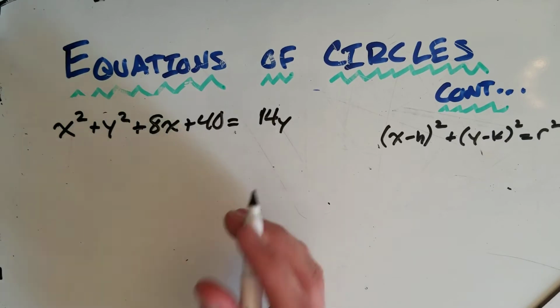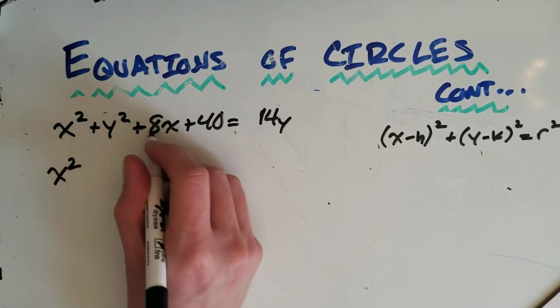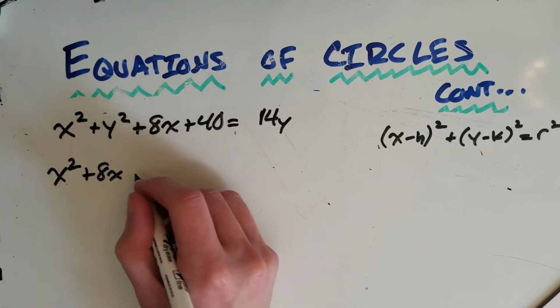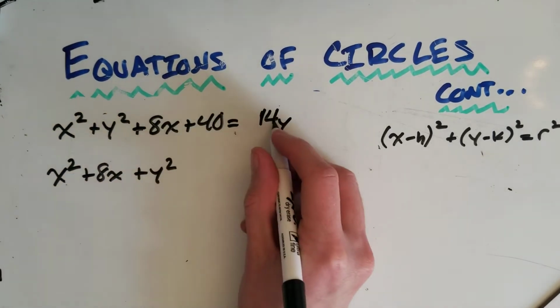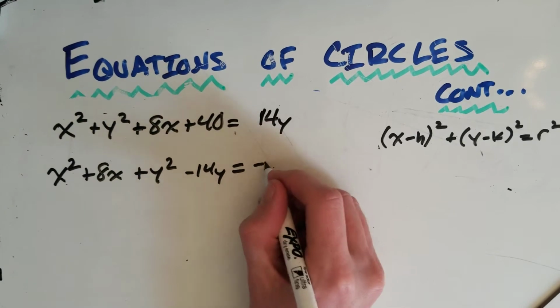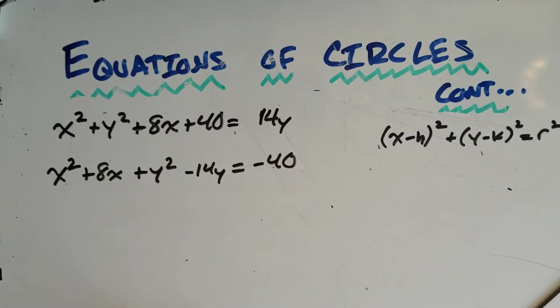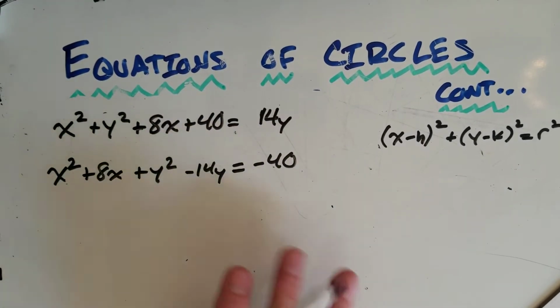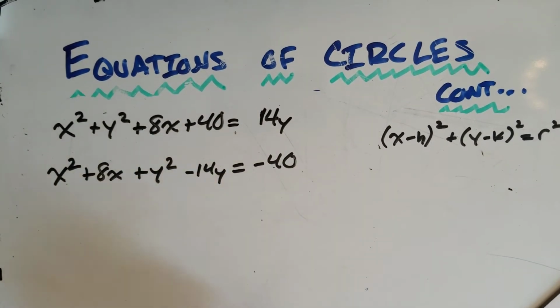So to convert, what I'm going to do is I'm going to say x squared, I'm going to bring the 8x and put it right next to it, plus y squared, I'm going to subtract 14y from both sides. And I'll subtract 40 from both sides. So we're going to end up here. Everything is in the position that it needs to be. We just have to do a little bit of work.